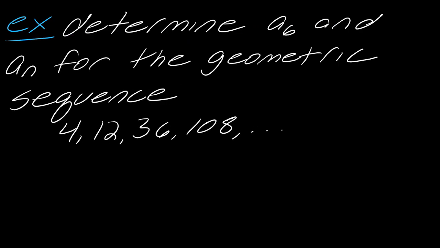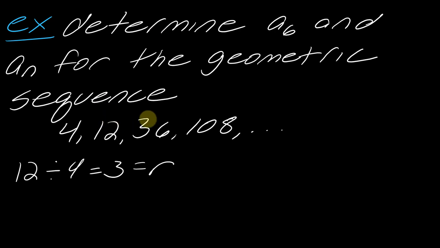What if I just gave you a random sequence and said determine A6 and A sub n for the geometric sequence? Notice I've got 4, 12, 36, and 108. You probably want to figure out what it takes to get from the first term to the second term. If I take 12 divided by 4, that gets me 3. I'm going to guess that's my R, and then I can test that out by multiplying.